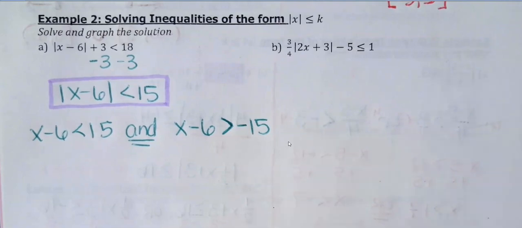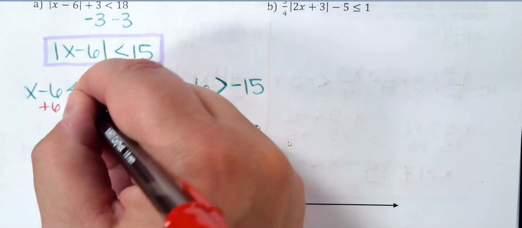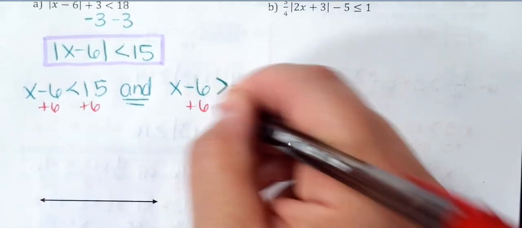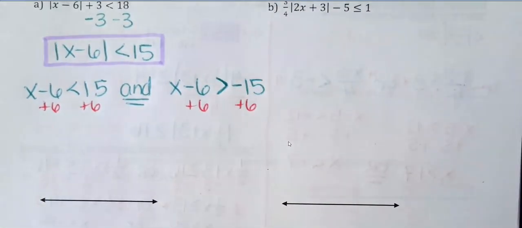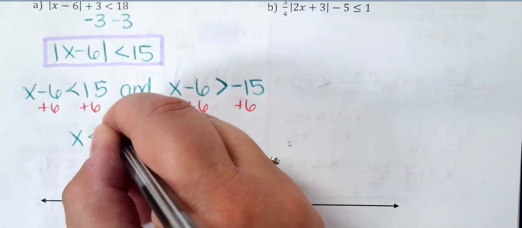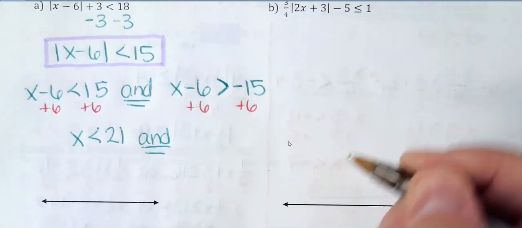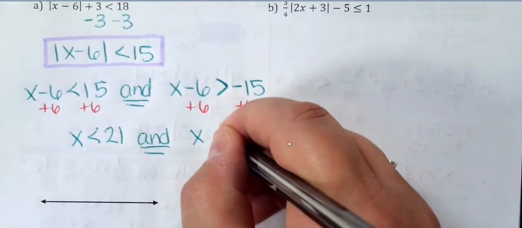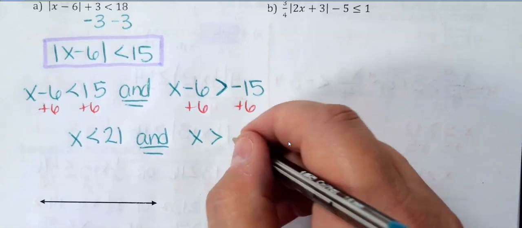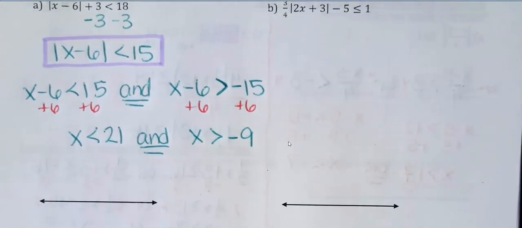Both of these, I'm just going to solve at the same time. All I'm going to do is add 6. All right, on the one I wrote first, it's going to be x is less than 21. And it's got to work for both of these. x is greater than, what would that be? Negative 9. Okay, so x is going to be between those two values.